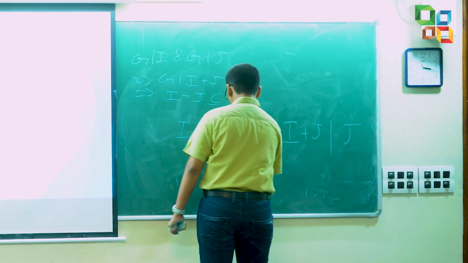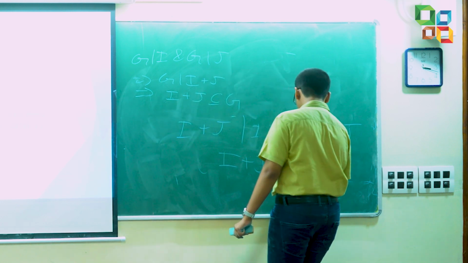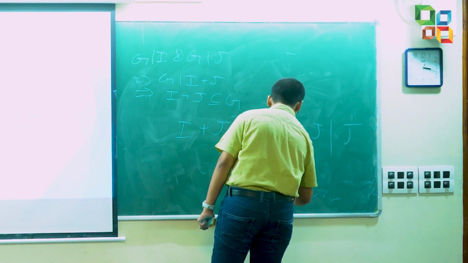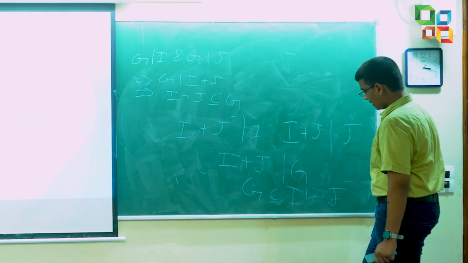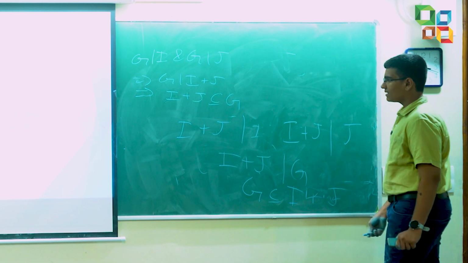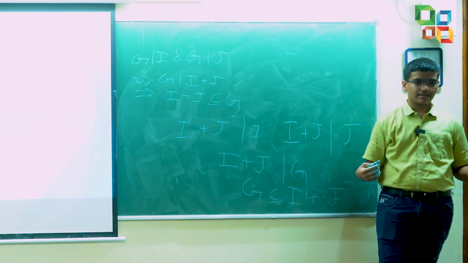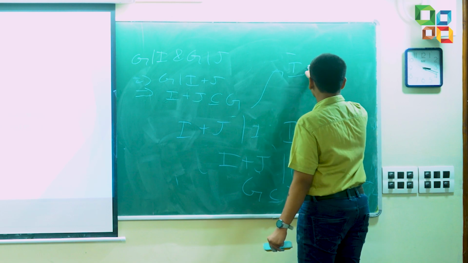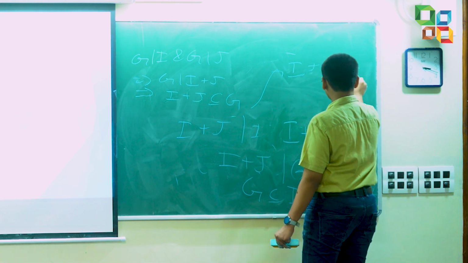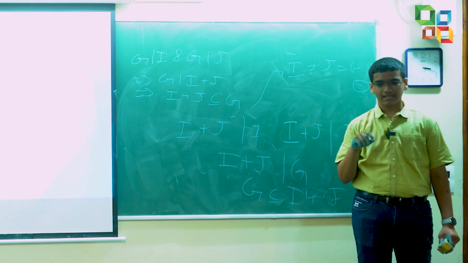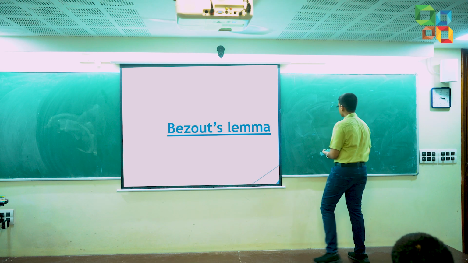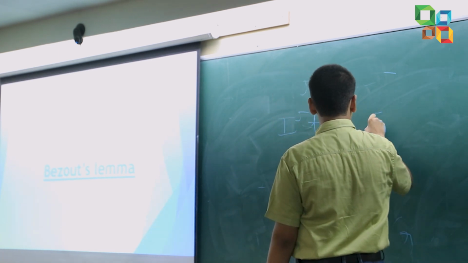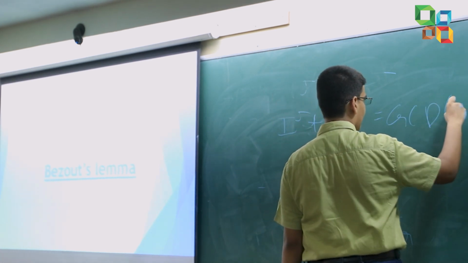So that means I plus J must divide G. What does this mean? G is a subset of I plus J. Now G is a subset of I plus J, and I plus J is a subset of G. What does that mean? They're equal. So I plus J is equal to G. So I plus J is equal to the GCD of I comma J.